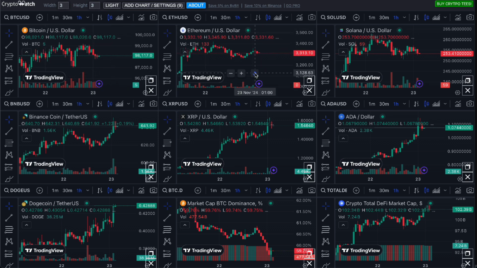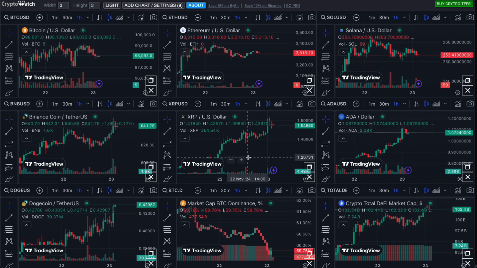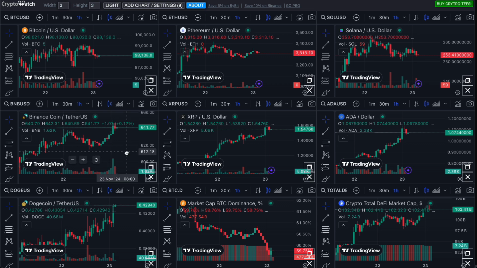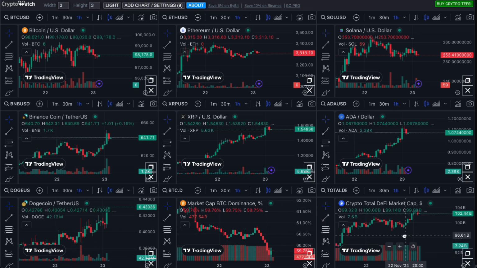You can monitor everything from everywhere on this website called cryptowatch.net. So these are the coins that I have right here. I got Binance US dollar, so Ethereum to US dollar, Solana to US dollar, ADA, XRP, Binance Coin, Dogecoin, and BTC, and the total three right here, the DeFi market.